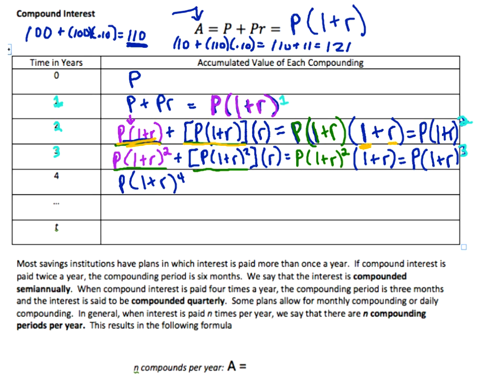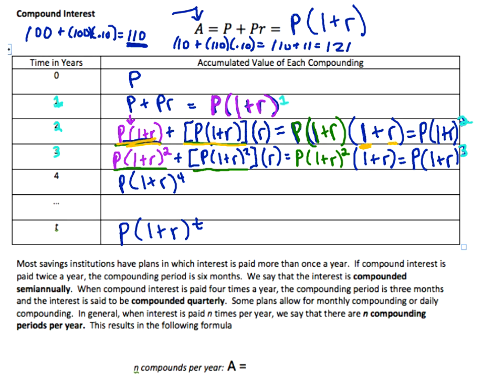So I can generalize this to say p times 1 plus r to the t power, meaning however long that thing is compounded in years is what that expression is going to be raised to in the exponent.